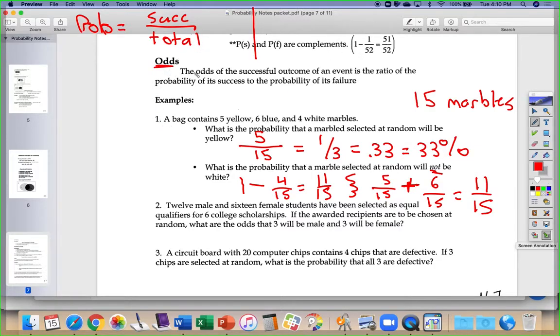Odds, which is right here, it says the odds of a successful outcome in an event is the ratio. So odds is still a ratio, but it is successes not divided by total. It's successes divided by failures. So that's two big differences, odds and probability. They look very similar. Okay, let's do number 2.